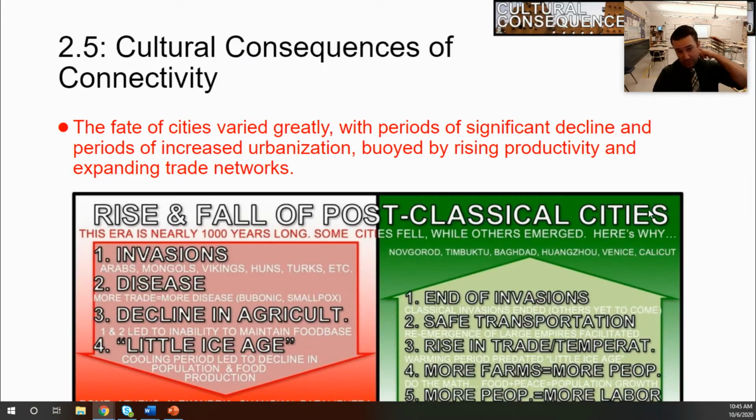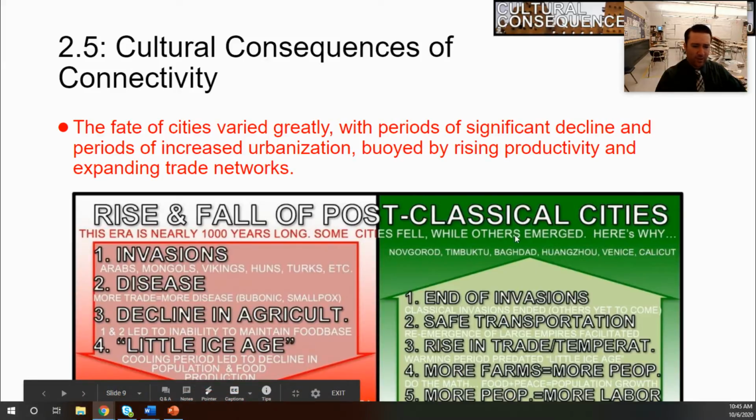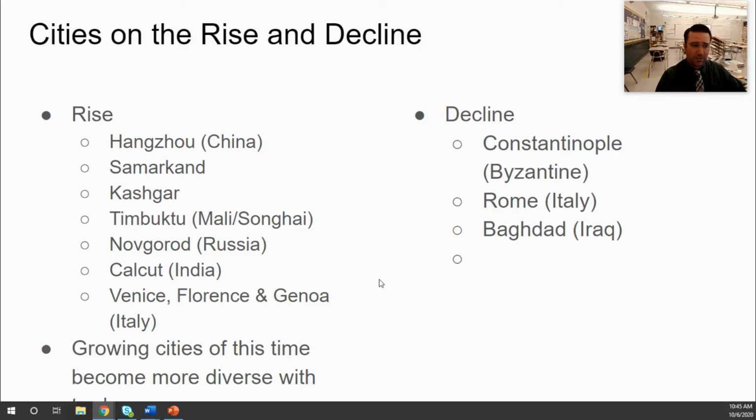So cultural consequences also include the fate of cities, how it changes and varies from period to period. During this period, because of trade, you'll see a significant rise of cities, and then also a significant decline of cities because of other factors as well. Something that we're not going to talk about in too much detail is the rise of new cities: Hangzhou, Samarkand, Kashgar, Timbuktu, Novgorod, Calicut, and Venice, Florence, and Genoa.